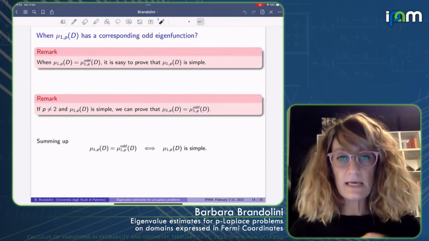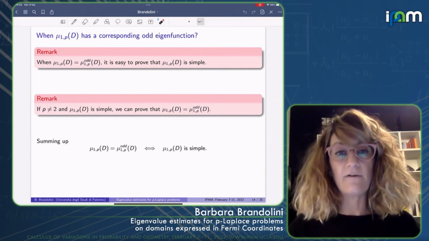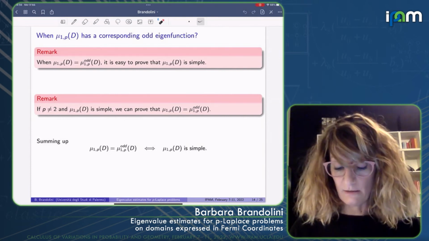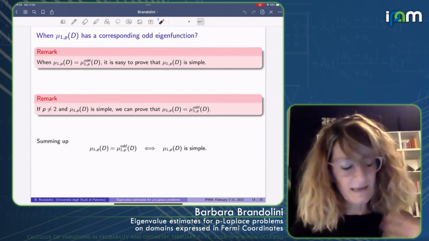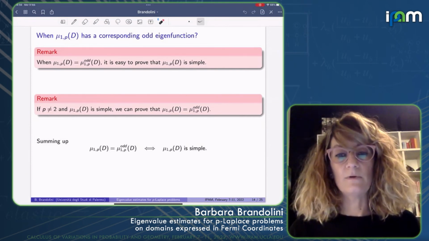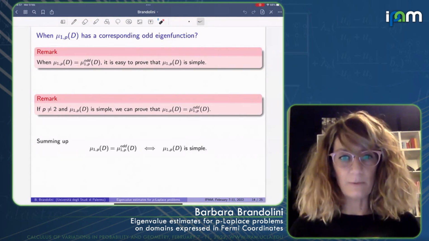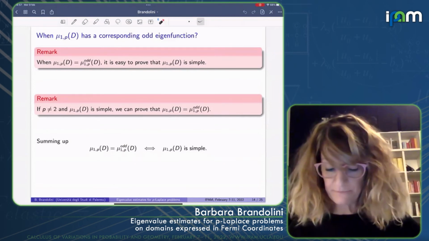And we can say some words when the set D is thin enough by studying the asymptotic behavior of μ1 when delta goes to 0. If I have time, I will tell you something at the end.